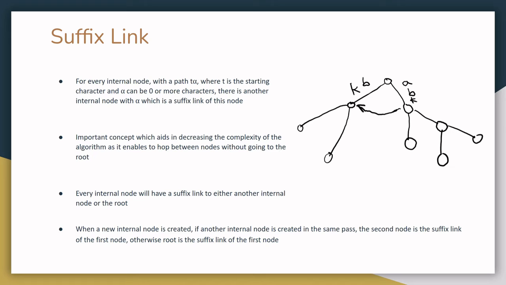Now, how are these suffix links determined? Whenever an internal node is created, if another internal node is created in the same pass, the second node is the suffix link of the first node. Otherwise, the root is the suffix link of the first node. Again, this might sound a bit confusing right now, but it will become clear as we go ahead.